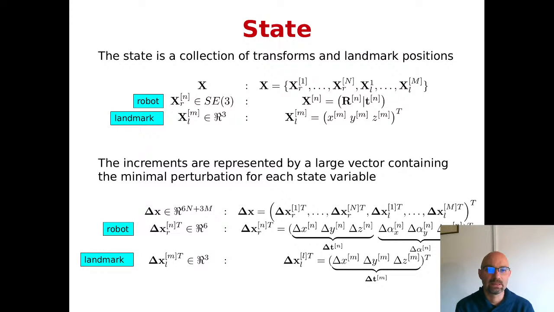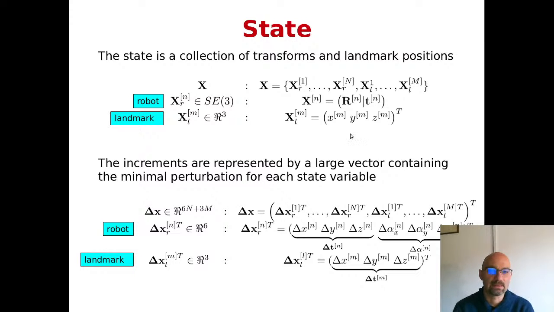Then the question is, what are the increments? Well, the first answer is that the increments should be large enough that they can express a valid perturbation of every element of my state. So, given that I have n robot positions, for perturbating each of these positions I will need a 6D vector, because this is a 3D robot position. And for perturbating a landmark I will need a 3D vector.